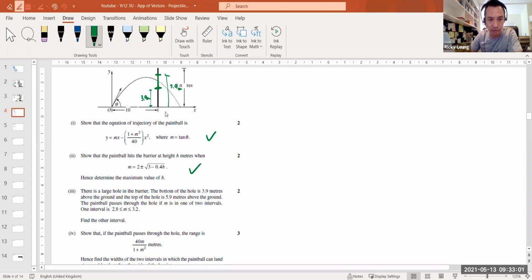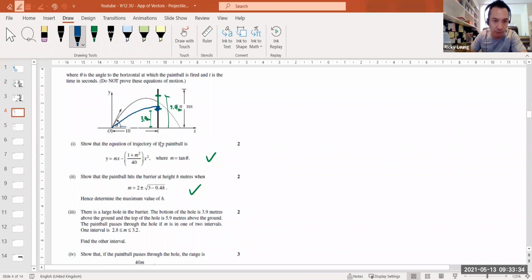The paintball passes through the hole. If m is in one of two intervals, one interval is that, the other interval. So basically, to actually hit this bottom barrier, I can fire my projectile one of 2 ways. It can either go on the way up, or on the way down. Oops, totally missed it. So let me scroll up so I can draw better. I can fire it on the way up, in other words, an acute angle, or fire it on the way down, which is obtuse.